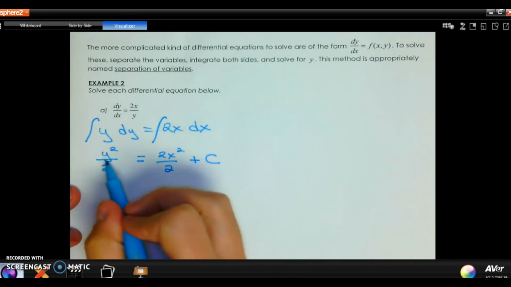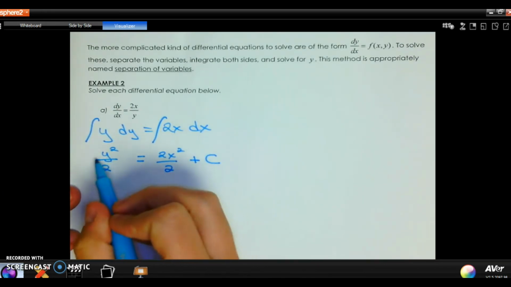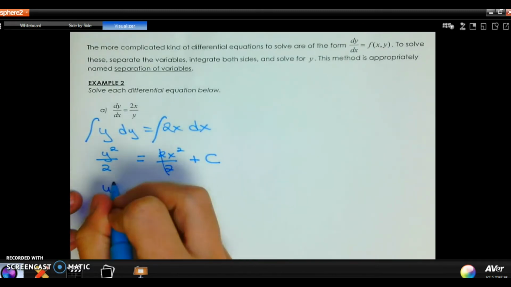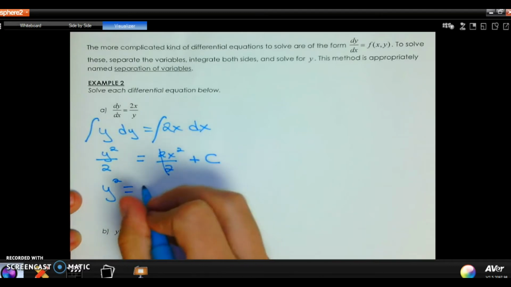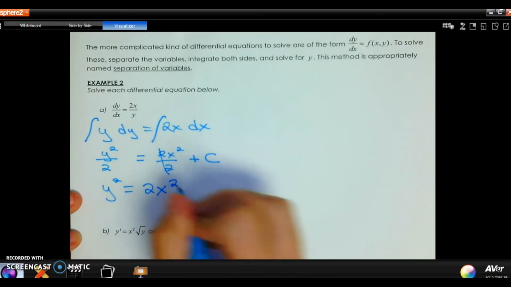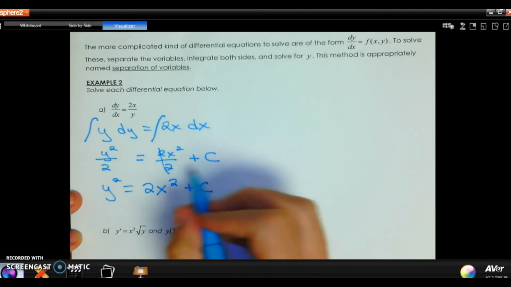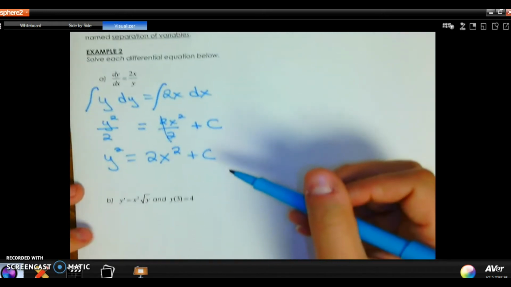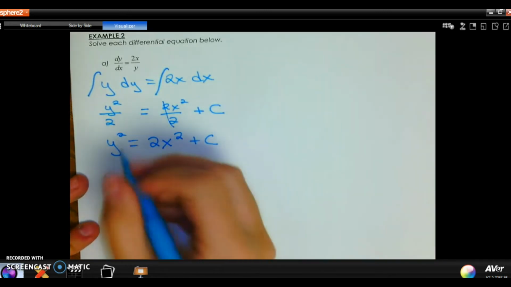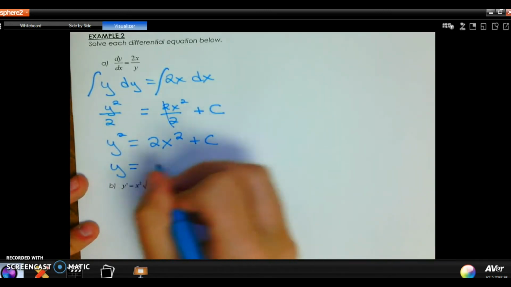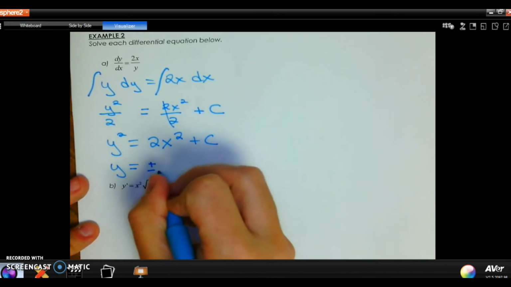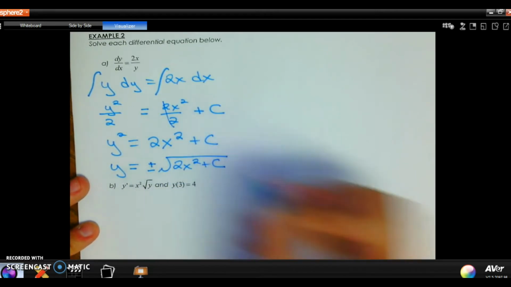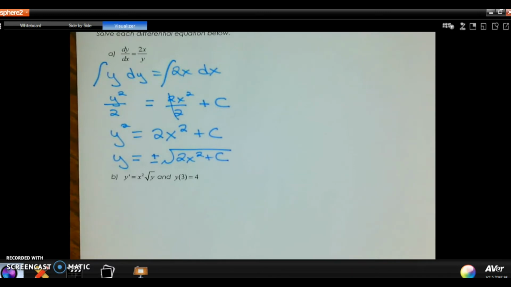But then I want to get y by itself. So to get y by itself, I'd have to multiply both sides by 2. So you get y squared equals, now I'm going to multiply that by 2 again, so I got 2x squared plus c. And again, I know that that is actually a 2c, but it's still just some constant. Okay, so I've got to there, and now to get y by itself, I take the square root. Keep in mind, when you take the square root of something, you need to indicate that you're taking plus and minus the square root. So right there is my final answer.